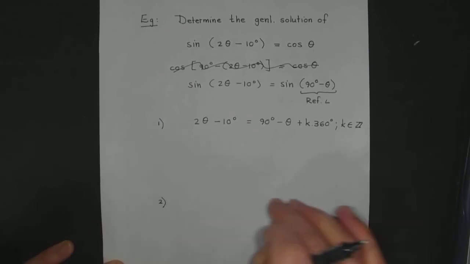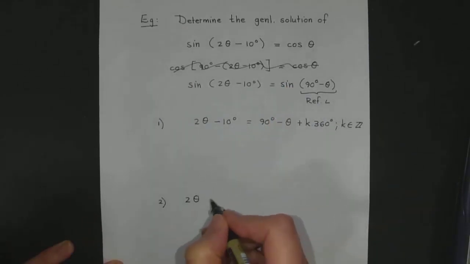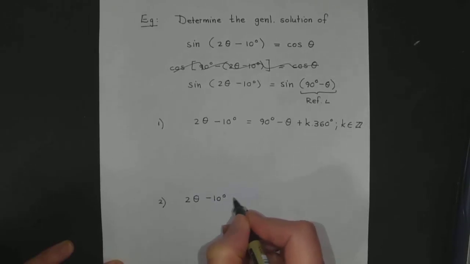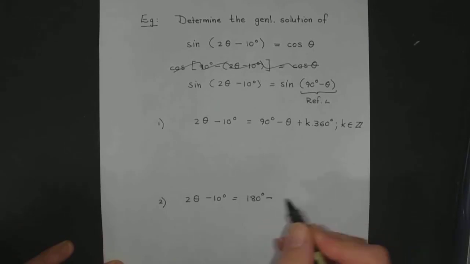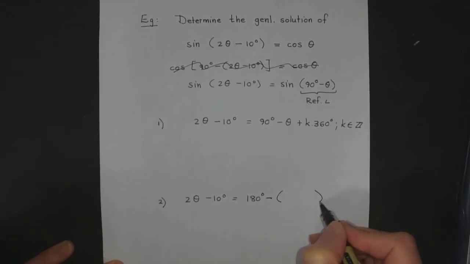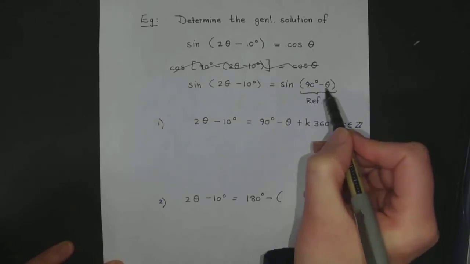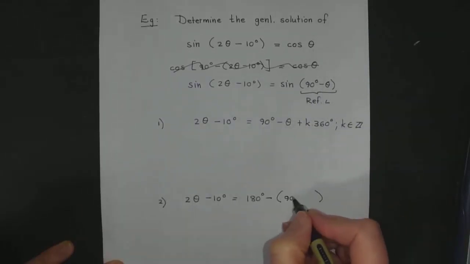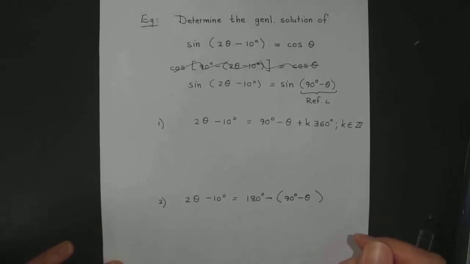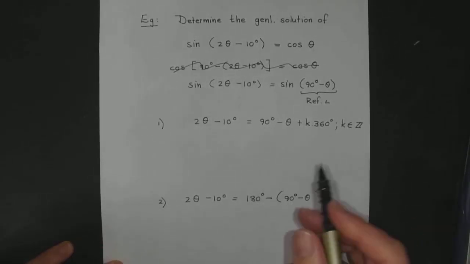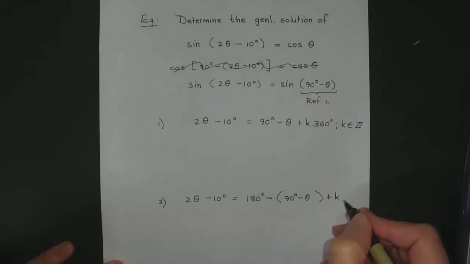The second part of my general solution for sine, however, is a little bit more tricky. Because remember, it's 180 degrees minus my reference angle. So again, 180 degrees minus my reference angle, but in this case, my reference angle is that 90 degrees minus theta. So I have to write all of that down, again, people, in brackets. Because the moment you subtract a polynomial, you have to remember to distribute. And then we'll just put the k times 360.